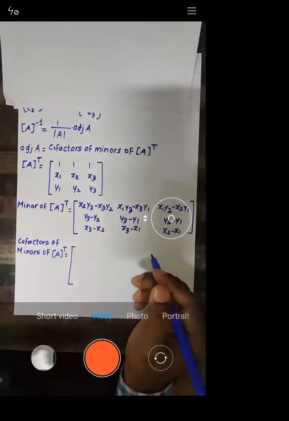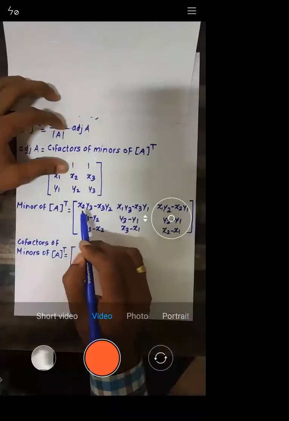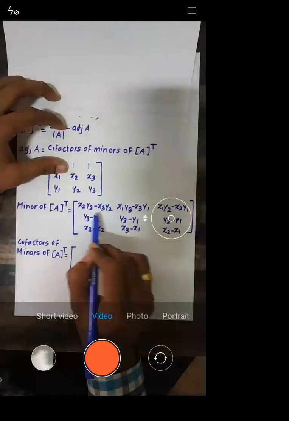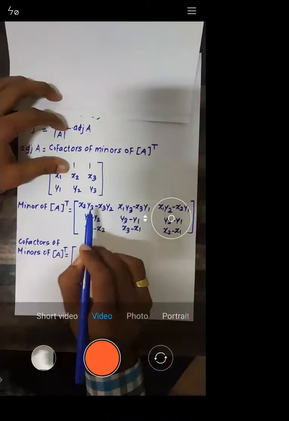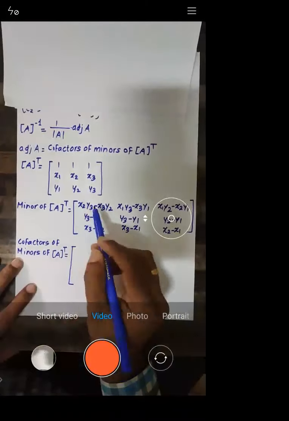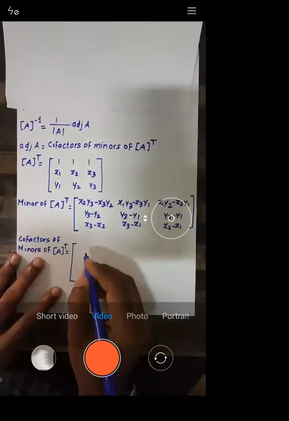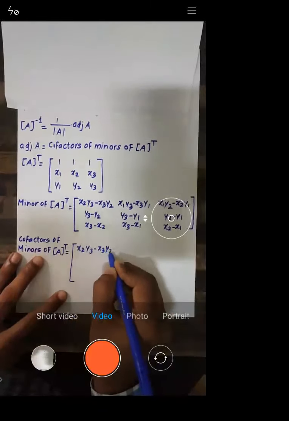How to calculate this? You can see this. First row: what is the location of this element? It's 1 1, first row, first column. So 1 plus 1 is 2, which is an even number, so we will keep it as it is. X2 y3 minus x3 y2. We will keep it as it is.